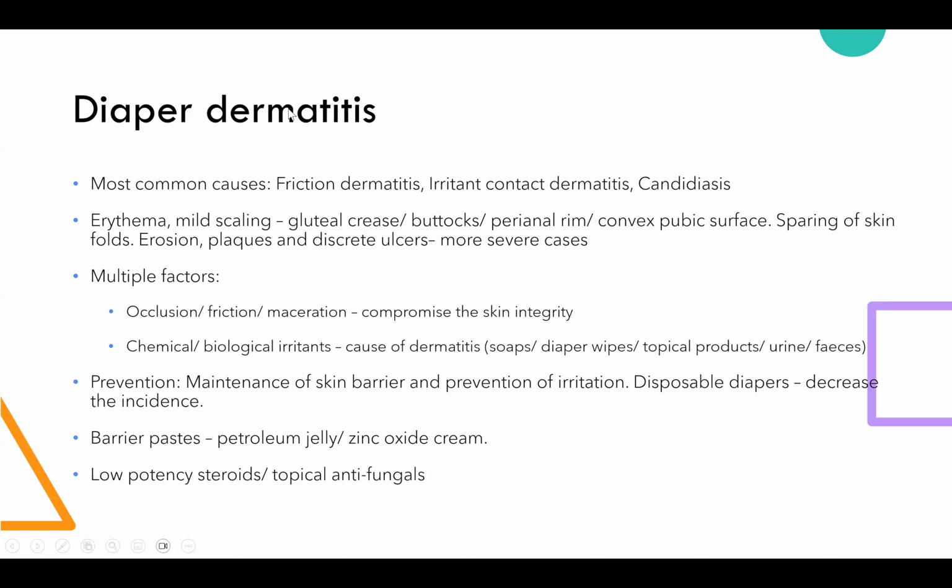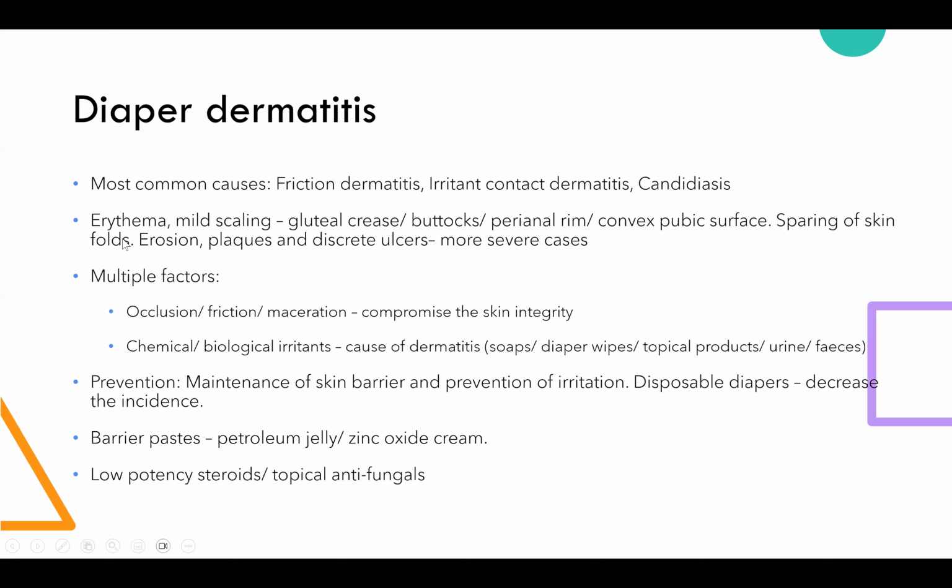Diaper dermatitis is just a symptomatic term. The cause can be a friction dermatitis due to wipes use. These commercial wipes have various emollients and chemicals that can cause irritant contact dermatitis also. And the diaper material itself can be irritant, or it can be due to superficial bacterial or fungal infection.